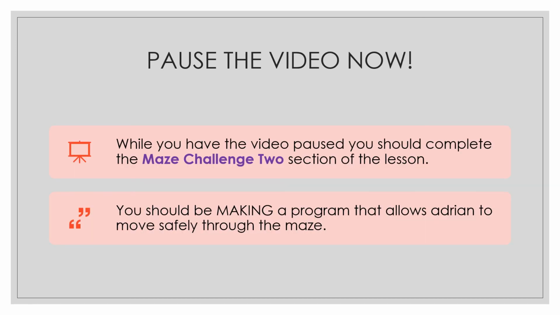And on to the final section of today's lesson. You need to be working on the Maze 2 section within the iteration lesson. In this, you've got a more complicated maze than before, where there are some repeated steps that Adrian needs to take to reach the end.